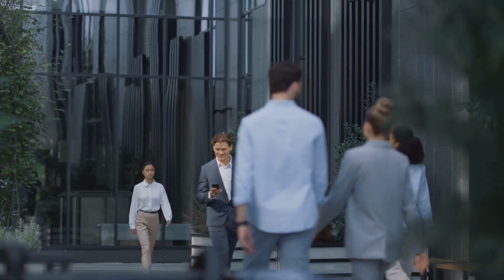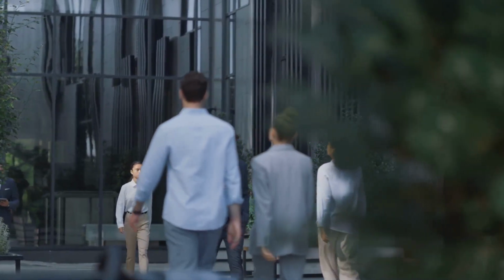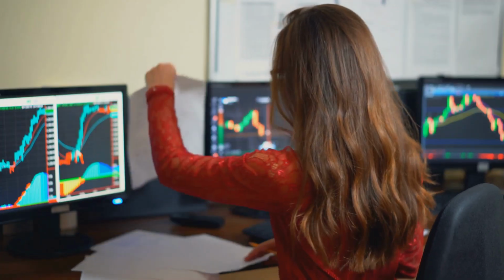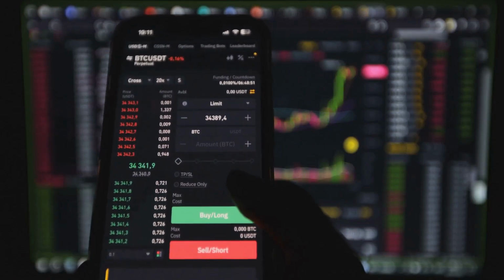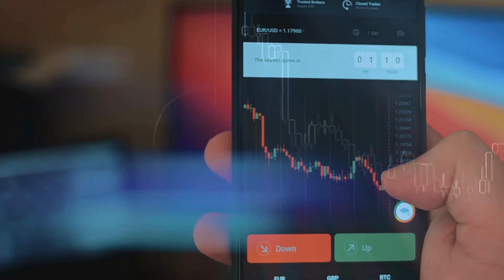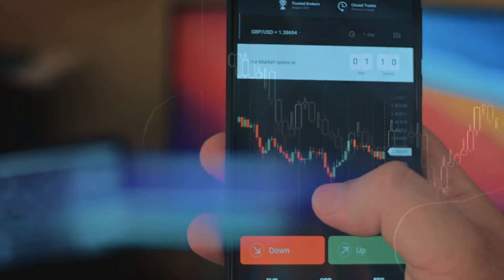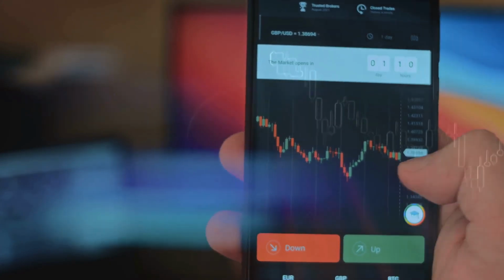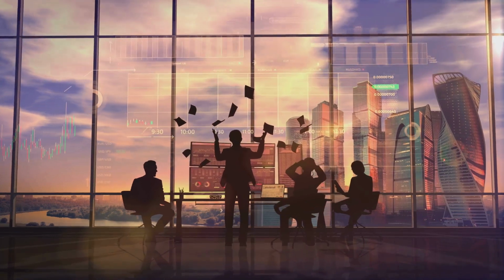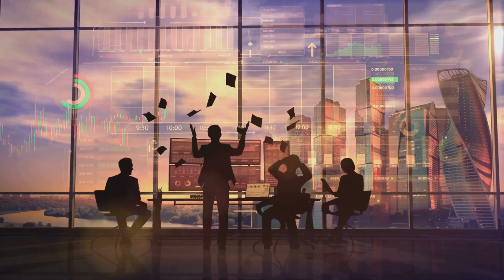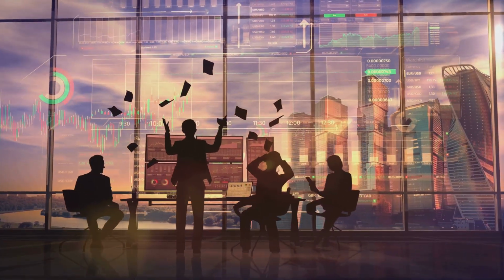Remember that trading is a journey, not a destination. It requires continuous learning, adaptation, and discipline. Always approach trading with a risk management mindset. Never risk more than you can afford to lose, and always use stop-loss orders to protect your capital. By embracing a disciplined and strategic approach to trading, you can turn the challenges of the market into opportunities for growth and success.